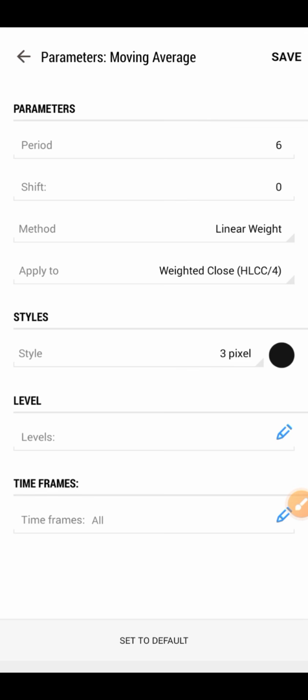On the main chart, like I said earlier, the black is a 6 period. Method is linear weighted, applied to weighted close. Take note of that. You can take screenshots. Then go back. The second one is 4 period, linear weighted again, weighted close. You can choose any color of your choice. That is on the main chart.